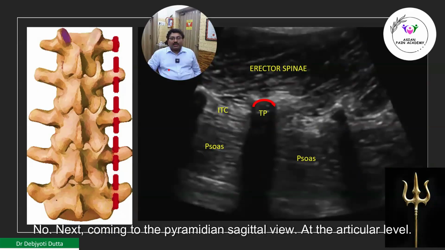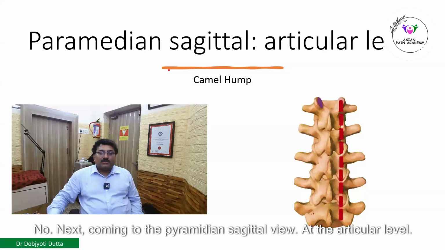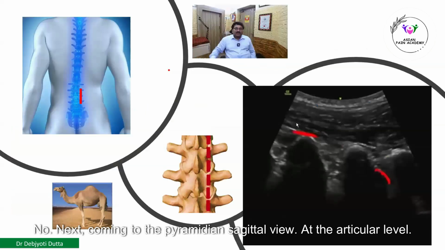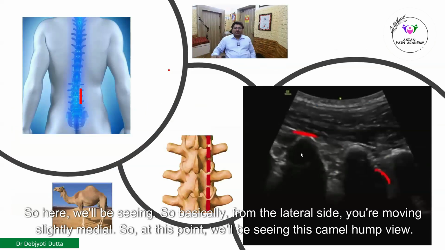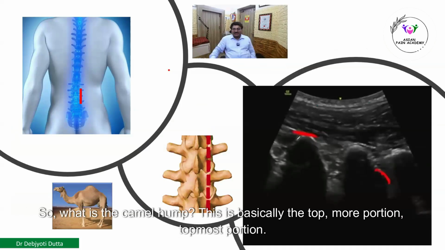Now, next, coming to the paramedian sagittal view at the articular level. Basically, from the lateral side, we are moving slightly medial. At this point, we will be seeing this camel hump view. So what is the camel hump? This is basically the topmost portion.